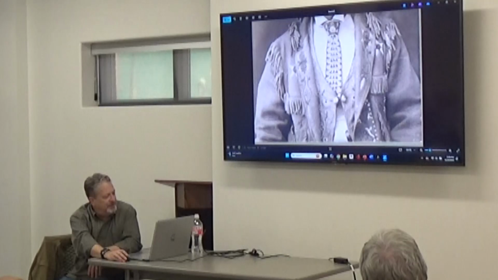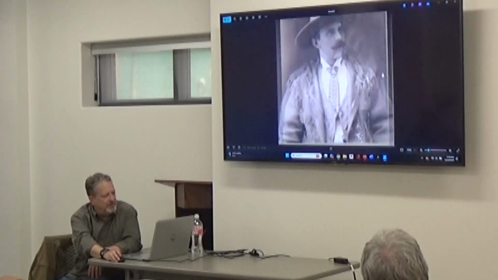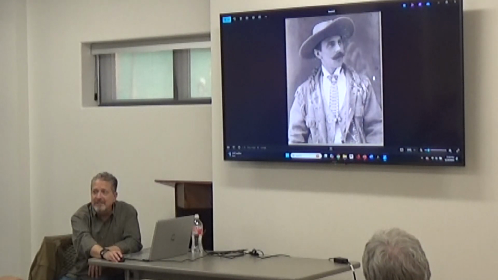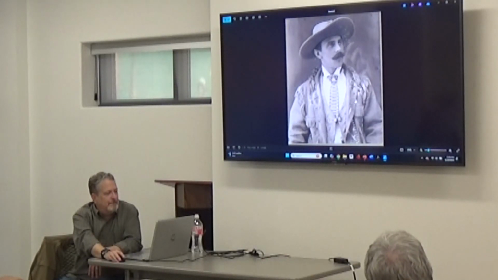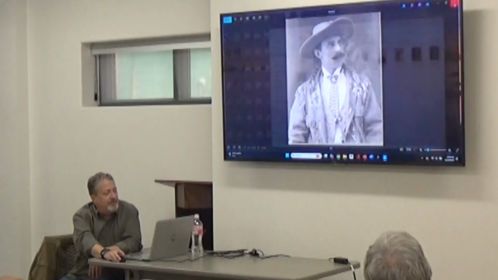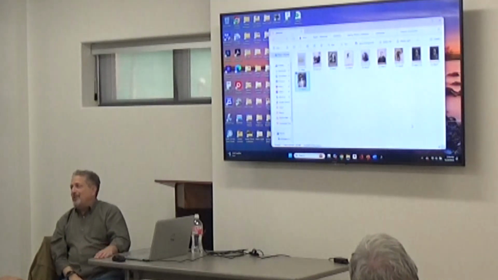Look at that coat. I mean, that's authentic, that's a buckskin. Beautiful coat. I'd like to see that in color. Me too. I could try to colorize it. Make a copy of this image and colorize it. To see it in person. There you go.